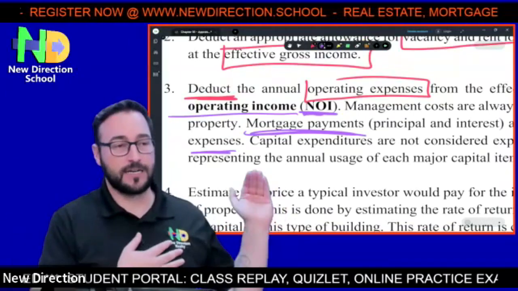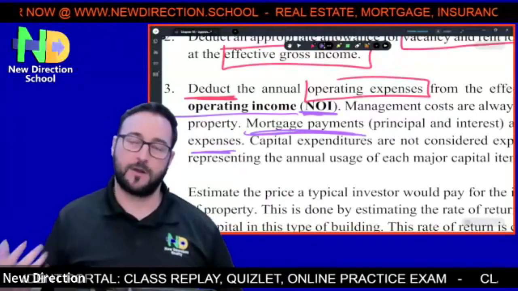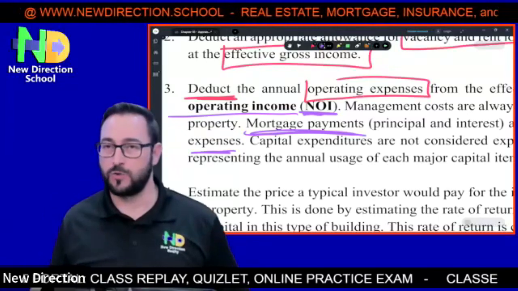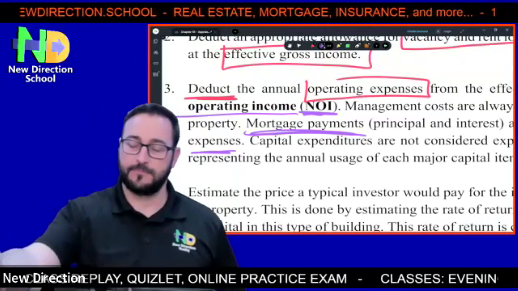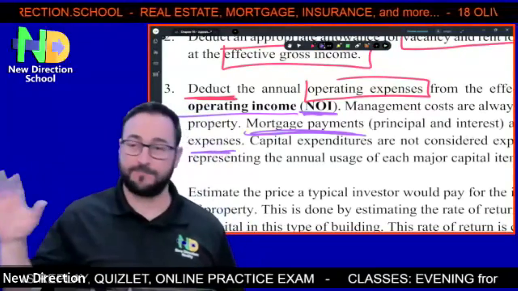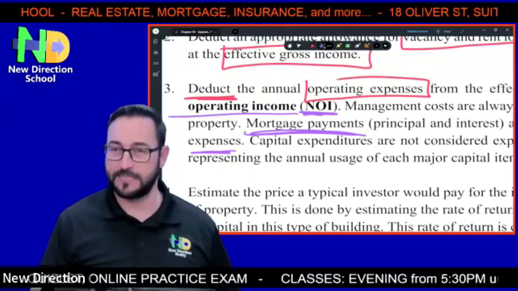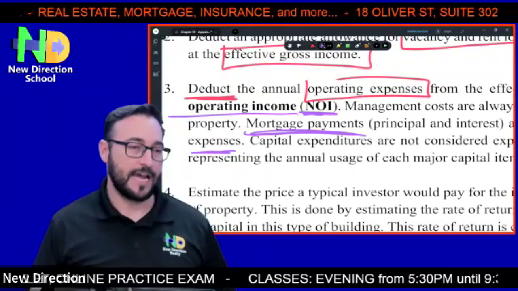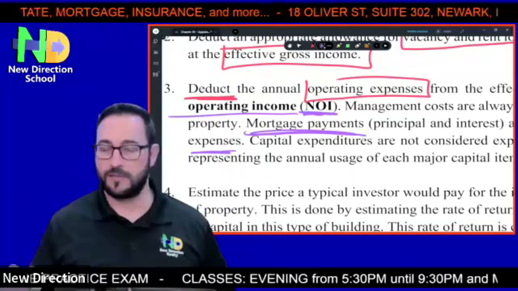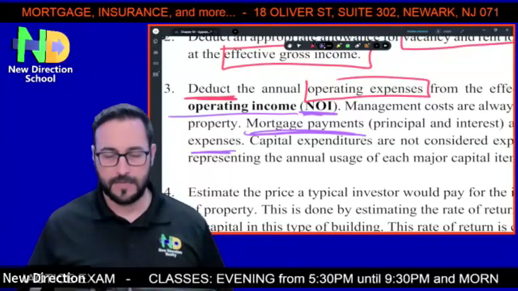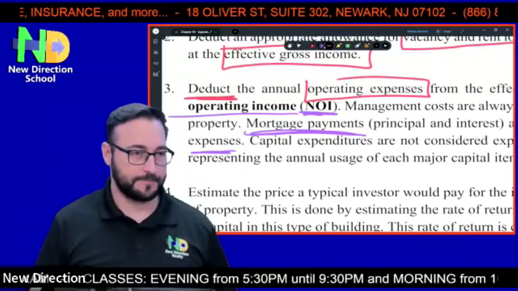So that's why it's not considered in this calculation. You have to remember that because the question in the school or state exam could say that the income is $100,000 with 5% collection loss, with $37,000 worth of expenses, right? And $2,000 a month mortgage payments, with a cap rate of 7%. What would be the value of the property?